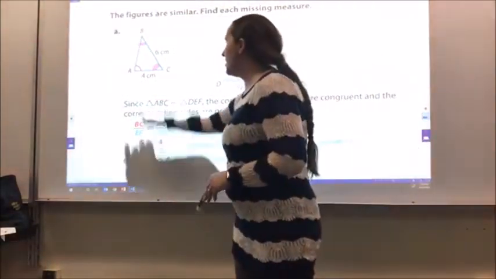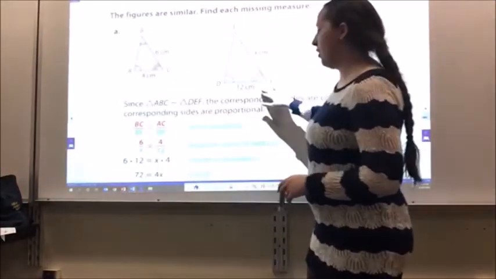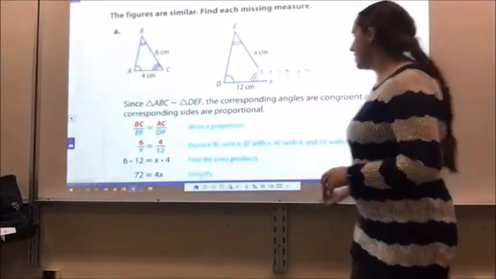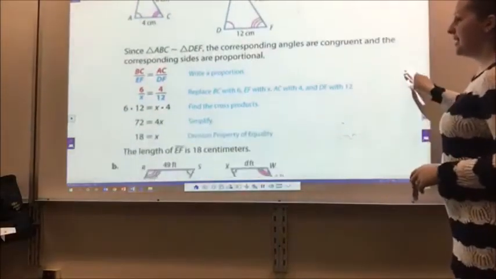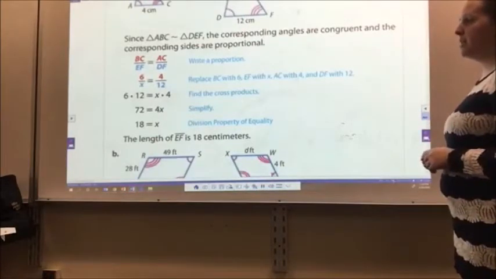6 over x equals 4 over 12. When I do that, I multiply by the butterfly. 6 times 12 equals x times 4. Divide both sides by 4, so 72 divided by 4 is 18.